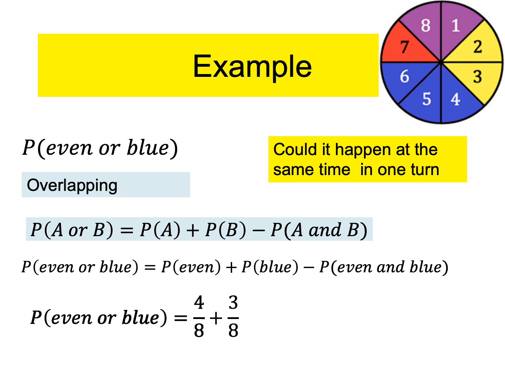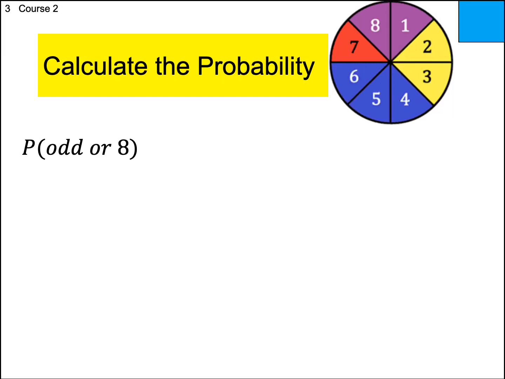How many numbers are both even and blue? Even and blue. Well, there's 4 and 6. There's 2 of them, so 2 out of 8. We're subtracting the overlap. Okay. Once again, woo, look at us. We got common denominator. Life is good. So let's just go from left to right with the numerators. 4 plus 3 is 7. Minus 2 is 5, 5/8. That wasn't too bad. Remember I said the formula looks really ugly, but this isn't too bad.